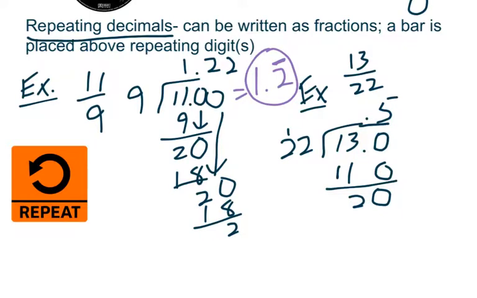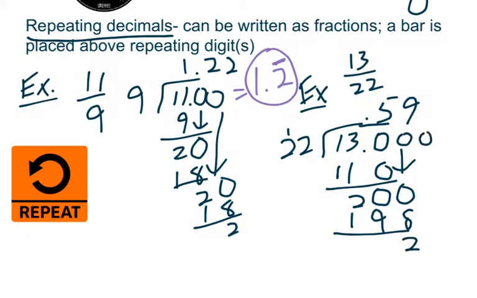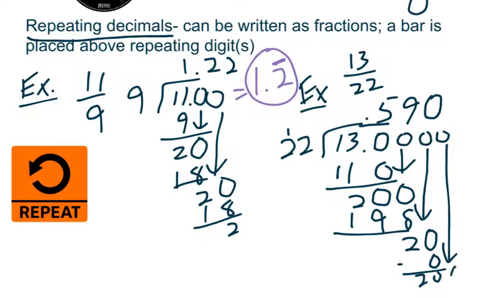And then I bring down a 0. 22 will go into 209 times, and I end up getting 198. I subtract, I get a 2. If I bring down a 0 though, 22 won't go into 20, so I have to put a 0 up here to show that it won't go. And then I get a 20, and I bring down another 0, and now I see the pattern. 22 will go into 209 times. I'm going to keep getting that string of 9090. It's going to keep repeating.